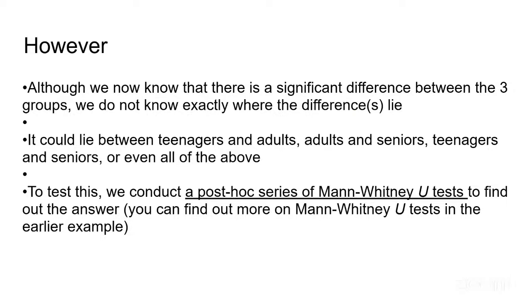However, although we know that there is a significant difference between the three groups, we do not know exactly where the difference lies. It could lie between teenagers and adults, adults and seniors, teenagers and seniors. To test this, we conduct a post-hoc series of Mann-Whitney tests to find out the answer. You can find out more on the Mann-Whitney test in the earlier example. So if you want to find out where the actual difference is, then you can do the Mann-Whitney test. Just like ANOVA, you can use the t-test when you find that the ANOVA is significant. So here you can do the same thing.